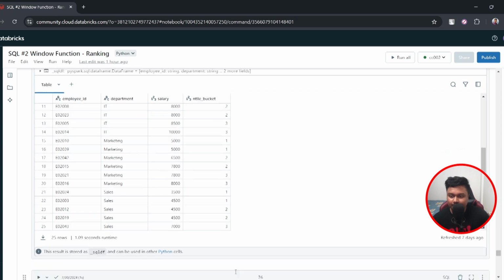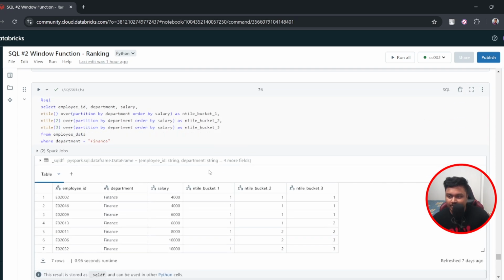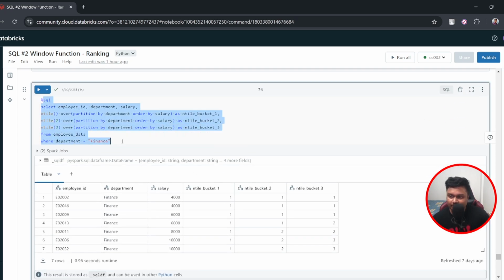So let me show you the comparison between this. So here in the second query, what I've done is I've selected employee ID, department, salary, and I've written 3 Ntile codes. One is Ntile bucket 1. Here what I've done is I've added no value inside Ntile. So by default, it takes bucket equal to 1. And the over partition by department and order by salary are same. The only difference is Ntile bucket 2 means there are 2 buckets here, and Ntile bucket 3 means divide the data in each partition into 3 buckets.